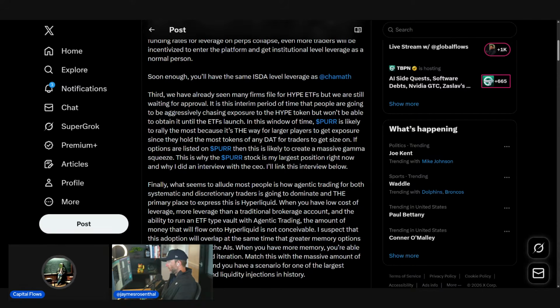Here's the wild thing. If they get volume to start trading on Hyperliquid so that perps and options are trading on Hyperliquid, and then at the same time you have options get listed on PER, like stacking option flow so that it's this massive thing. There are just so many things that could stack up and be insane, right? This is why Per stock is my largest position right now.